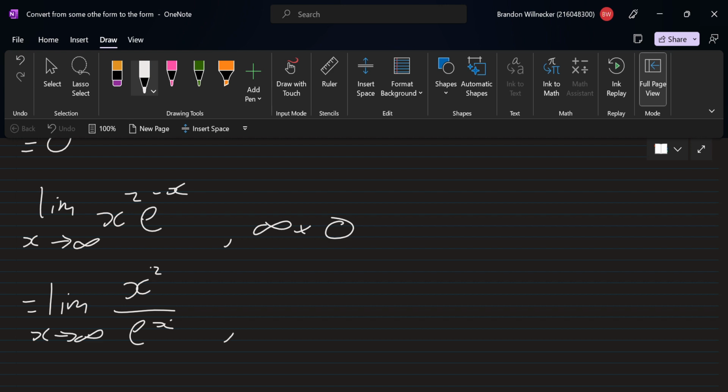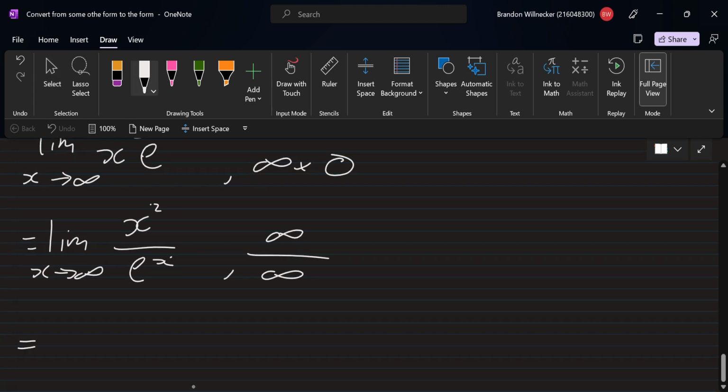Okay, now again, we check for indeterminate form. X squared, that's still going to go to infinity, so the top is infinity. The bottom part, e to the x, that also goes to infinity. So we have the form infinity over infinity. We can use L'Hopital's rule. So we differentiate the top and the bottom. We get the limit as x goes to infinity, 2x over e to the x.